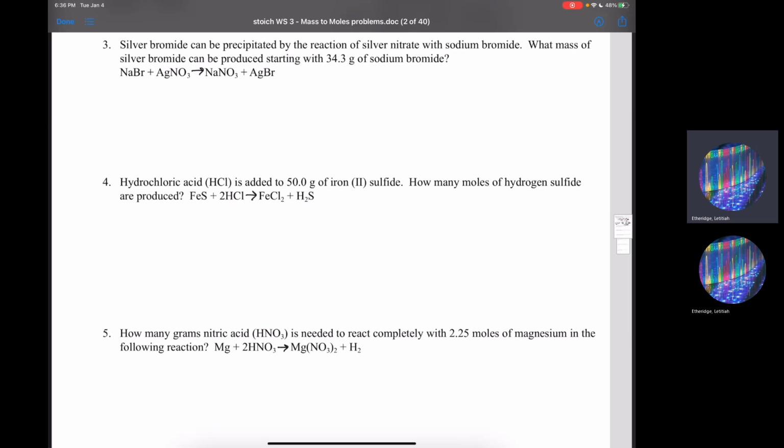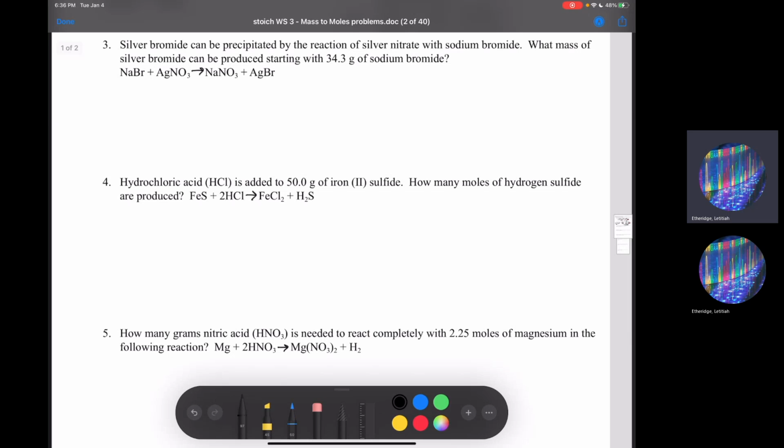Much better. Okay. So first thing, remember what I always do. I'm going to build my roadmap. I am starting with grams of sodium bromide. I need to go to mole of sodium bromide. Then I'm going to make my way to mole of silver bromide. And then I need to figure out my grams of silver bromide.